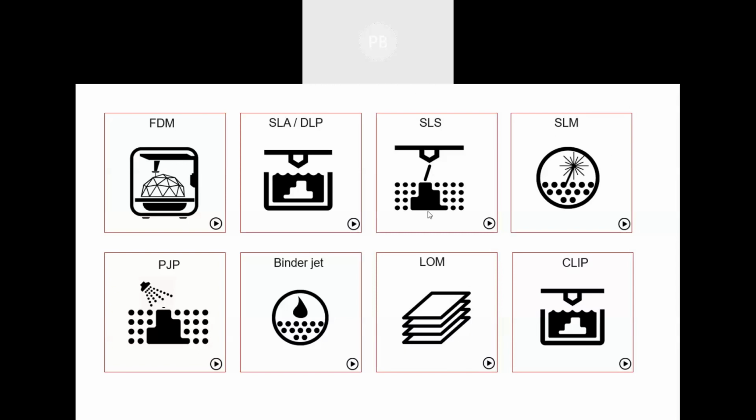SLM, selective laser melting, is the same technology, but SLS is used for thermoplastics, mostly polyamide nylon 12 material, and SLM is used for metal. So here the laser power is more, and the powder granule size is also larger, where there is metal powder. We sinter the metal powder, the metal powder gets joined, and we form the product. PJP is the PolyJet technology, which we have already discussed.